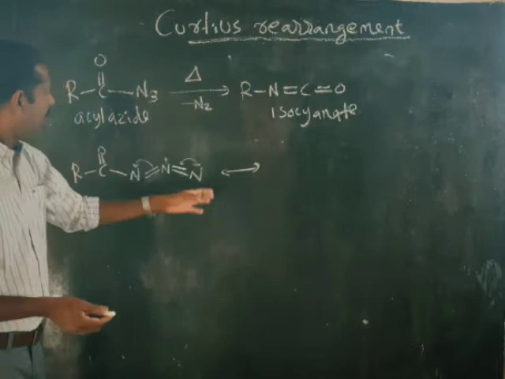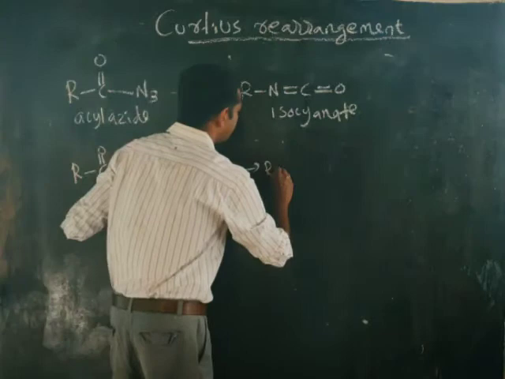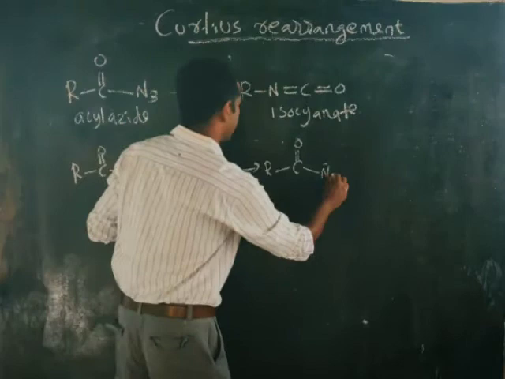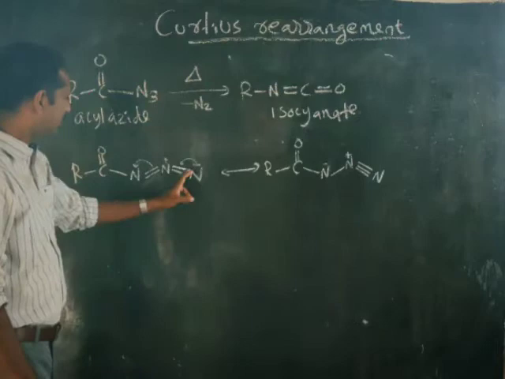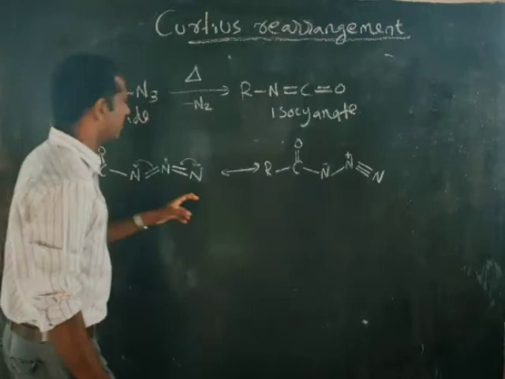In the next resonance state, you can see that this pair of electrons is shifting to here. That means here it will become a triple bond. Simultaneously, this bond is moving to this nitrogen and you get R, C double bond O, and here N with a negative charge. Here it is a triple bond N, and this nitrogen has four bonds, a positive charge. Up to here it is clear. This pair of electrons shifts to become a triple bond, and this bond moves to this nitrogen, giving it a negative charge, and this is the structure of the acyl azide.